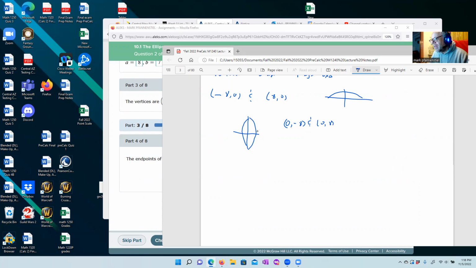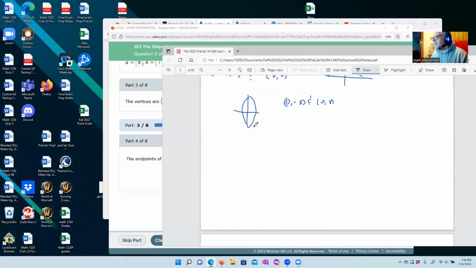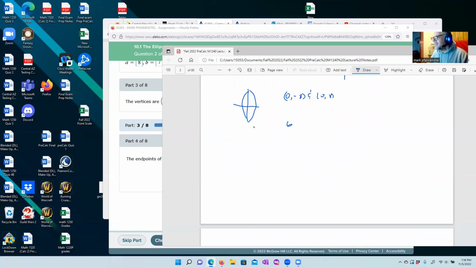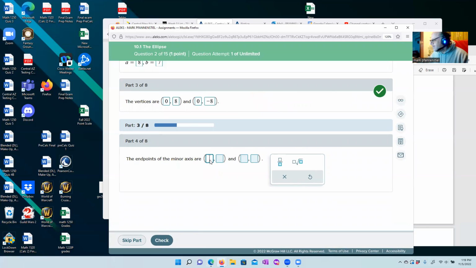Otherwise, it's a circle. And that is going to be what's our minor axis? We said that's 64, so that's going to be 6, 0, and -6, 0. Okay, so we have 6, 0, and -6, 0. Okay, so there we are. Those are our minor axis. I like that.